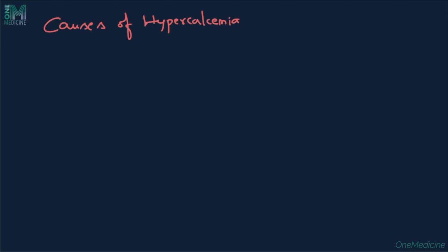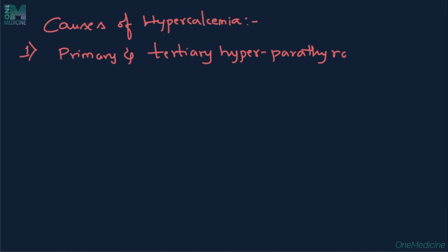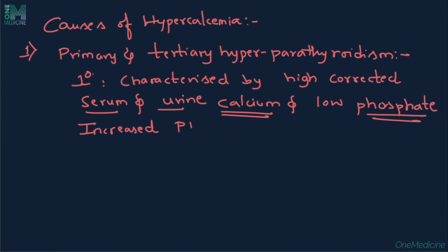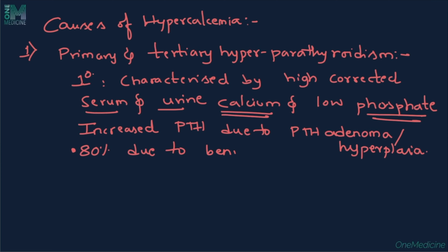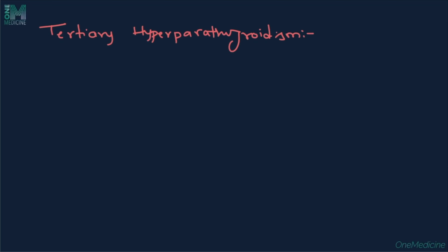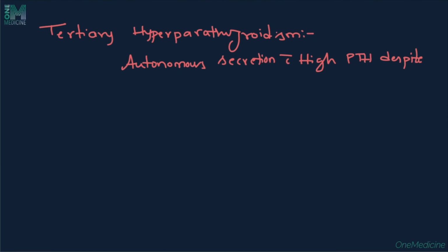Causes of hypercalcemia include primary and tertiary hyperparathyroidism. Primary hyperparathyroidism is characterized by high corrected serum and urine calcium and low serum phosphate, with increased parathyroid hormone due to parathyroid adenoma or hyperplasia, 80% of which are due to benign solitary adenoma. Multiple endocrine neoplasias type 1 and 2A account for 2% of all such cases. Patients presenting with hyperparathyroidism aged less than 40 years should therefore be screened for multiple endocrine neoplasias. Tertiary hyperparathyroidism is autonomous secretion with high parathyroid hormone despite hypercalcemia.